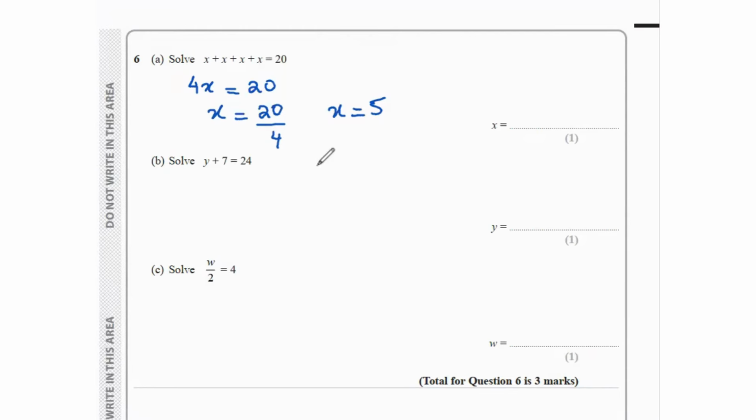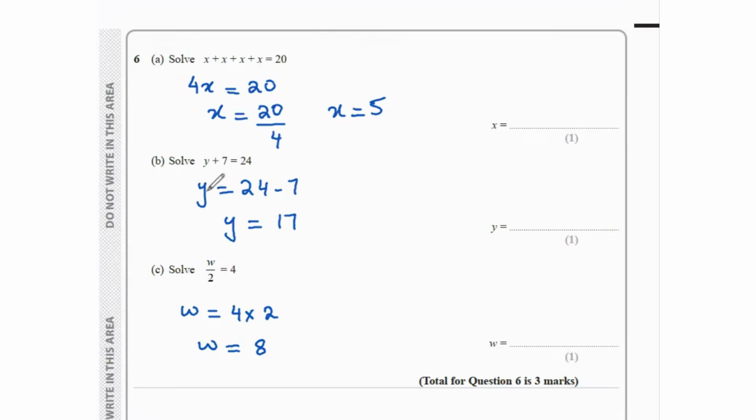Then solve y plus 7 equals 24. So y is going to be 24 minus 7, which is 17. Then solve w over 2 equals 4. w is 4 times 2, which is 8.